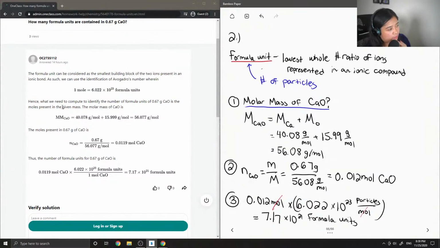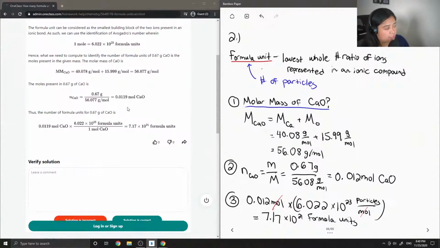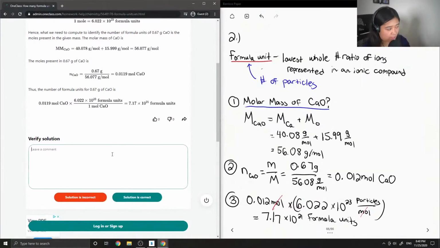Hence, what we need to compute to identify the number of formula units of 0.67 grams is the moles present in the given mass. The molar mass of calcium oxide is 56.077 grams per mole. The moles present in 0.67 grams of calcium oxide is 0.67 grams divided by 56.077 grams per mole. So they also got 0.0119 moles. Thus, the number of formula units is 0.0119 times 6.02 times 10 to the 23 formula units, which is 7.17 times 10 to the 21. Yep, so this solution is correct.